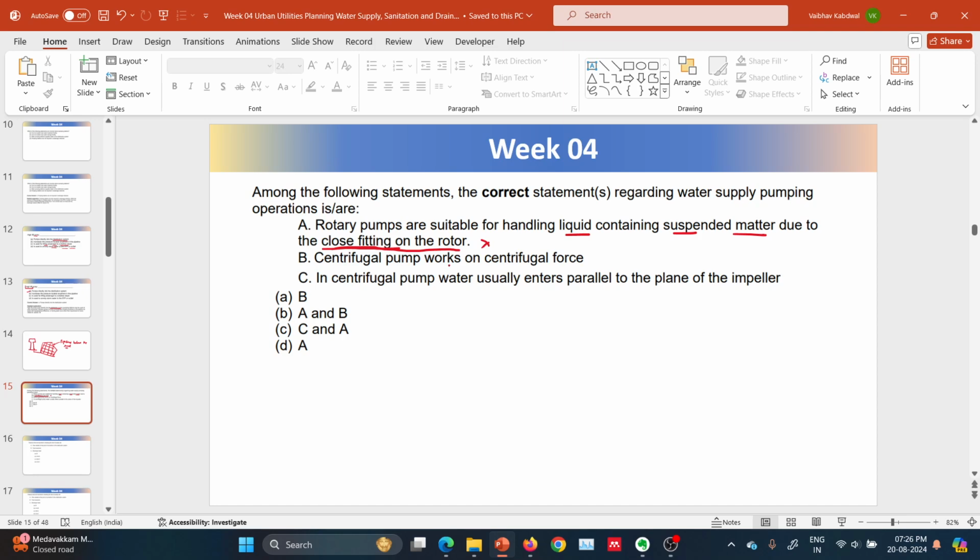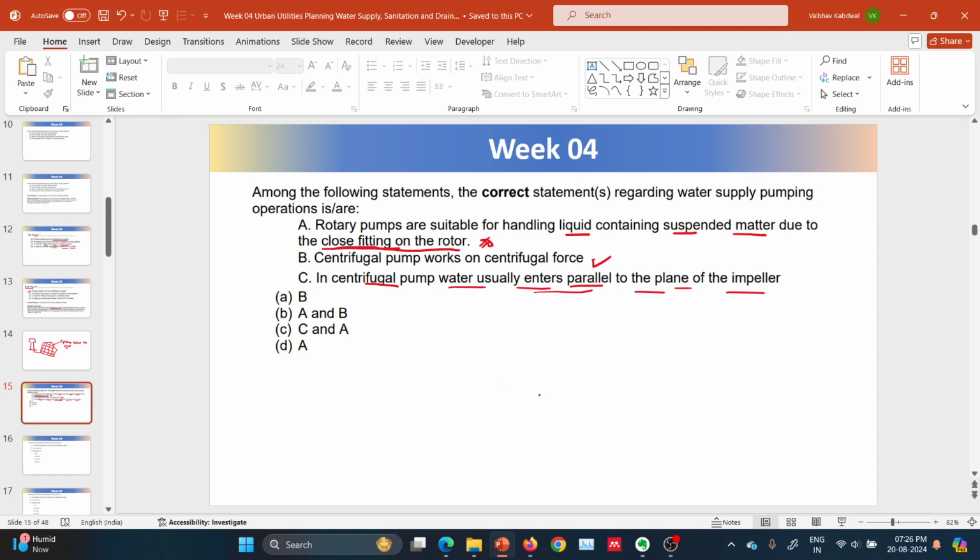Centrifugal pump works on centrifugal force. Yes, a centrifugal pump works on the centrifugal force. In centrifugal pump, water usually enters parallel to the plane of the impeller. No, the water enters perpendicular to the impeller.